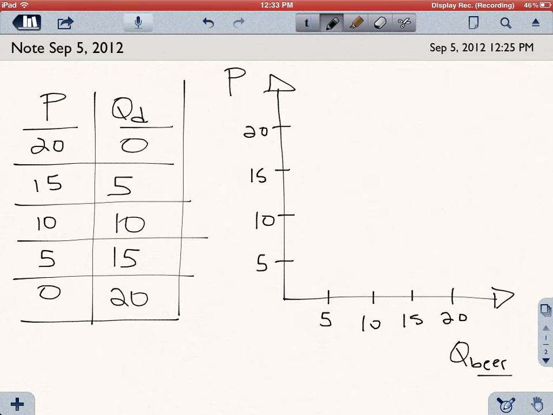And this represents the law of demand. When the price increases, the quantity demanded decreases. And when the price decreases, the quantity demanded increases. We can put this information in a graph. So this would be the demand schedule in a graph.